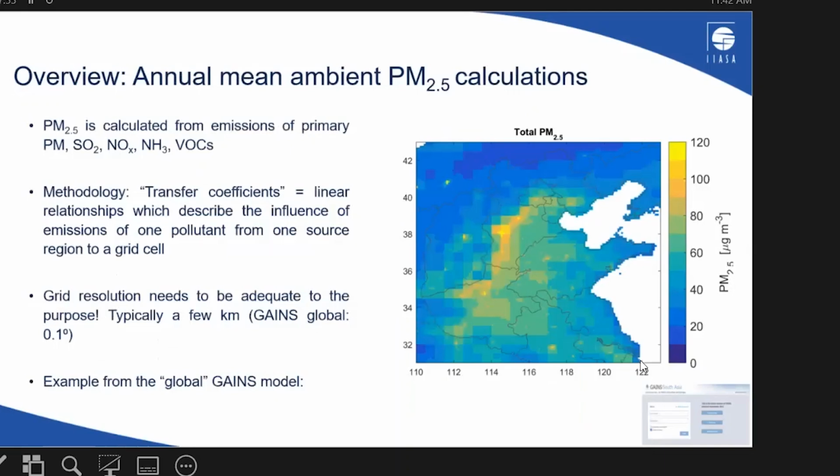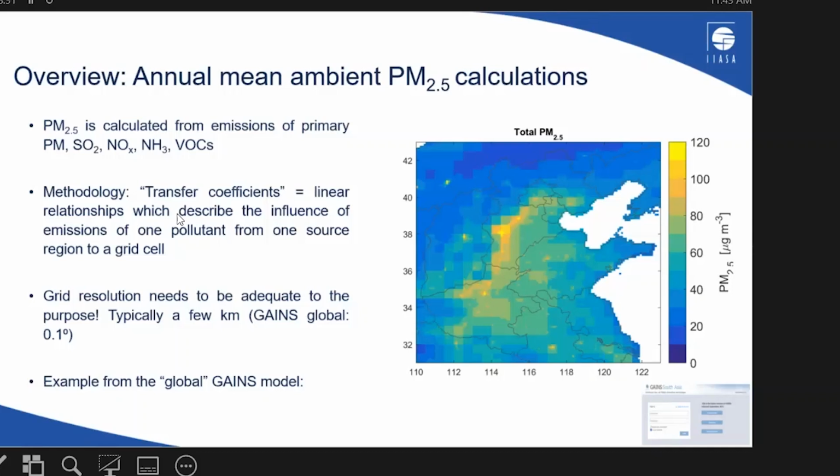In the GAINS model, we always deal with annual mean ambient PM2.5 concentration, and it is calculated from emissions of primary PM, SO2, NOx, ammonia, and VOCs. Apart from primary PM, the rest form secondary pollutants in the atmosphere. And we use transfer coefficients. There is a linear relationship which describes the influence of emissions of one pollutant from one source region to a grid cell. And the grid resolution needs to be adequate to the purpose.